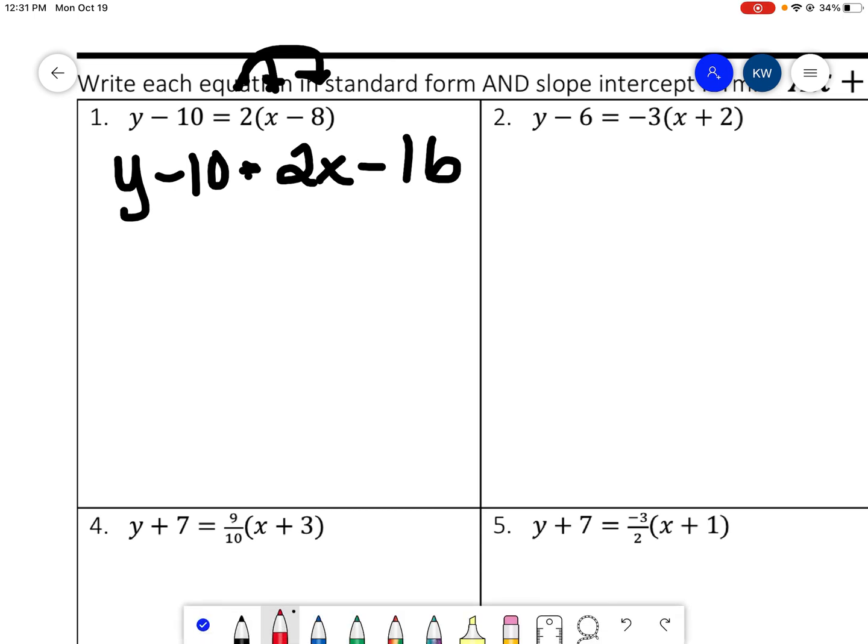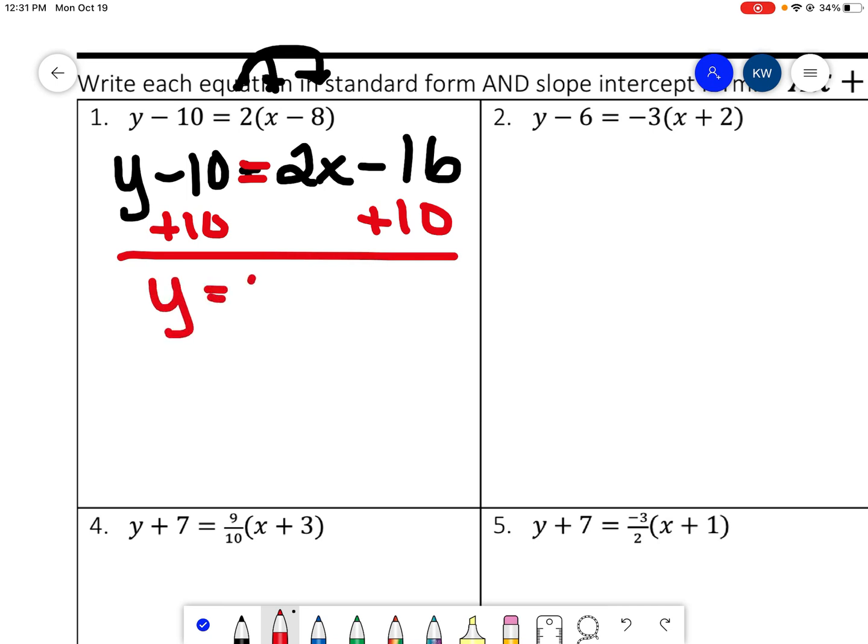Okay. Now then, the second step said to move the constant that was with the y to the right by doing the opposite operation. So what number is with the y? The 10. And we're going to move that to the right by doing the opposite operation. Opposite of minus 10 is plus 10. That leaves me y equals 2x minus 6.